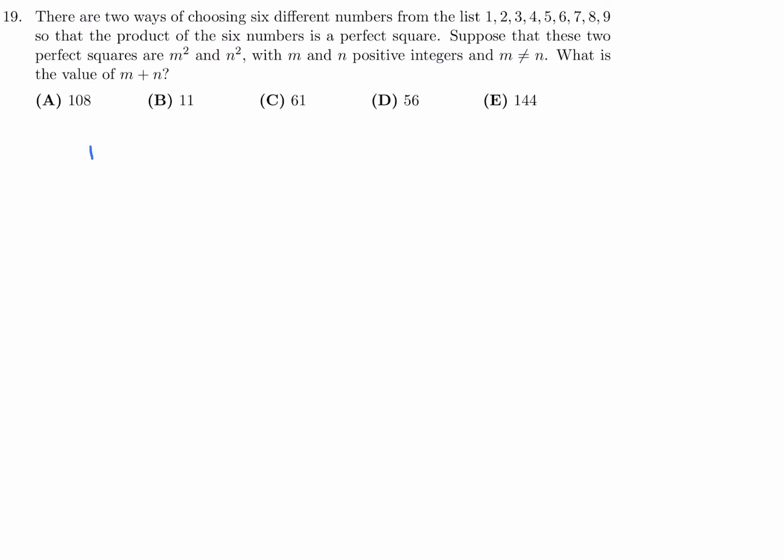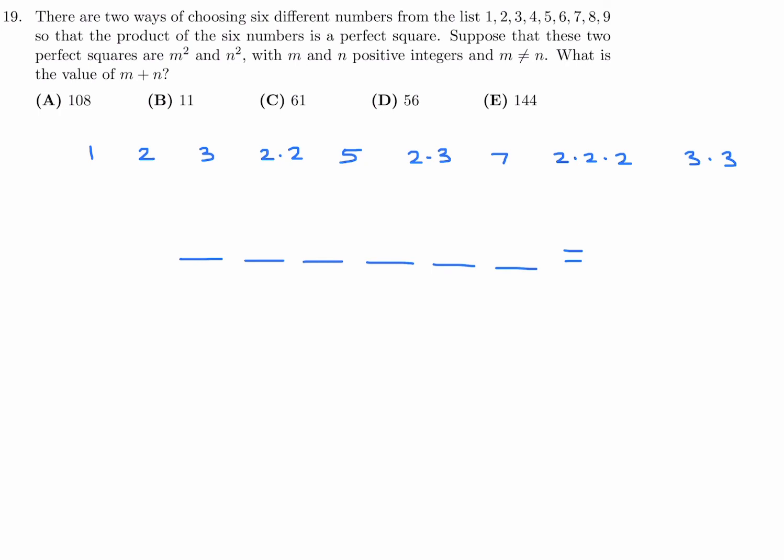Let's break up each of those numbers into its prime factors. So instead of 4, I write 2 times 2. 5, instead of 6, I write 2 times 3. 7, 8 is 2 times 2 times 2, and then 9 is 3 times 3. So we have to choose 6 numbers, and then in the end, that's got to be a perfect square.